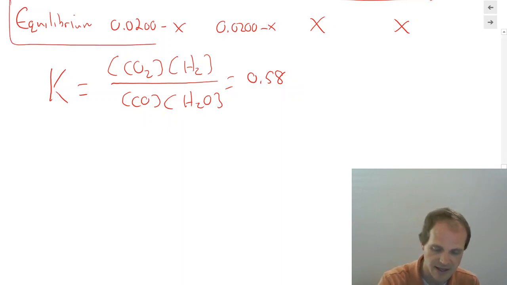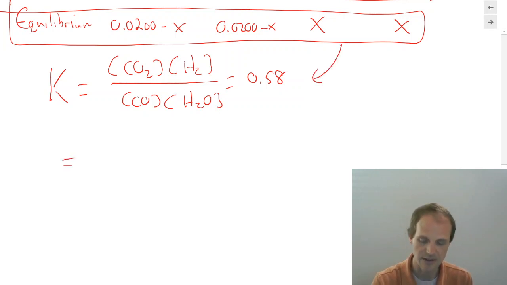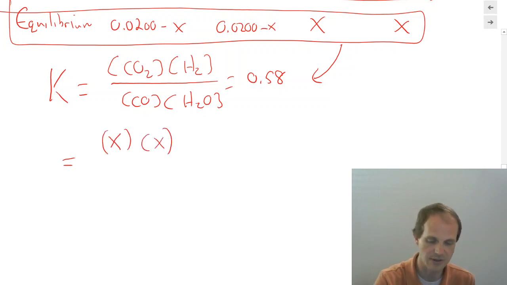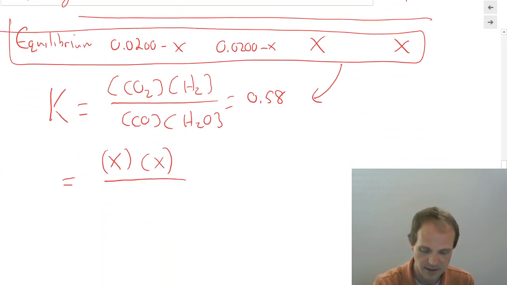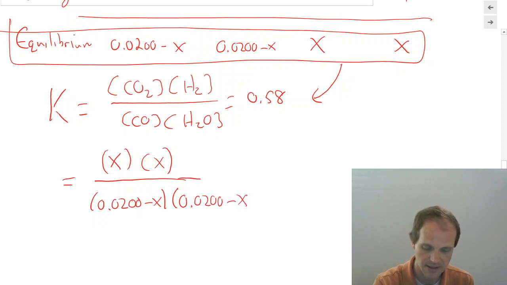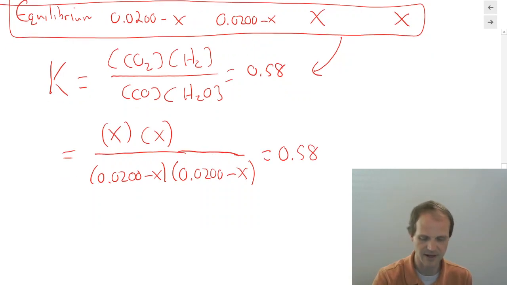What do we have in this line here? We have equilibrium concentrations of all of our stuff. Since we have equilibrium concentrations of all of our stuff, we can actually plug those into our equilibrium expression and get the following. X, right? Because CO2 and H2, if you look back at our table, that's those last two columns. CO2 and H2 were X. These were 0.0200 minus X and 0.0200 minus X. And that was equal to 0.58.